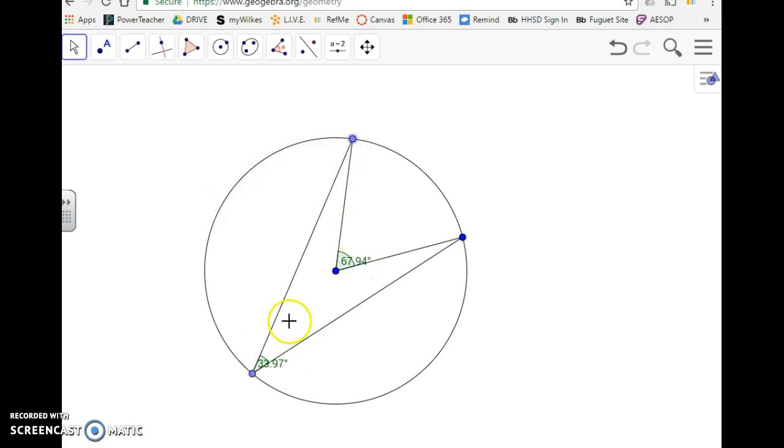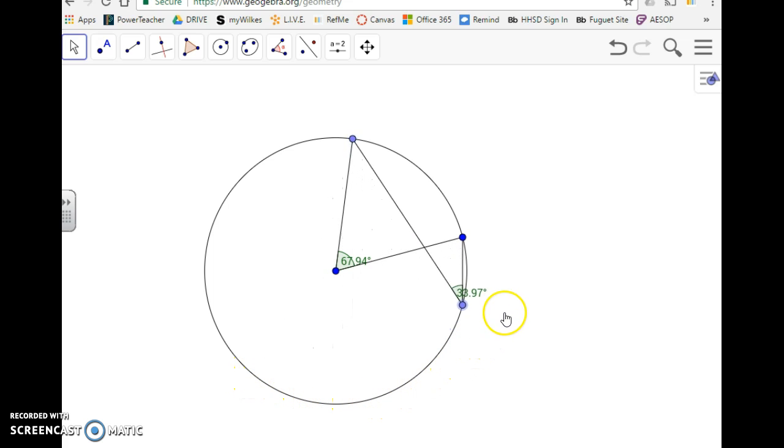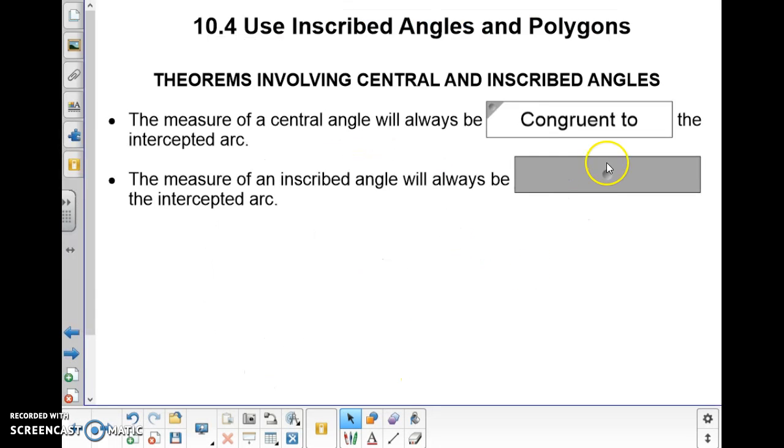67, 33. So even if I move this around, look how that inscribed angle does not change, being 33.97 degrees. So no matter what I do, the inscribed angle always ends up being half of what this arc is going to be. And that's exactly what we're going to jot down here. The measure of an inscribed angle is always going to be half the measure of the intercepted arc. And guys, that's pretty much the main purpose of this lesson.